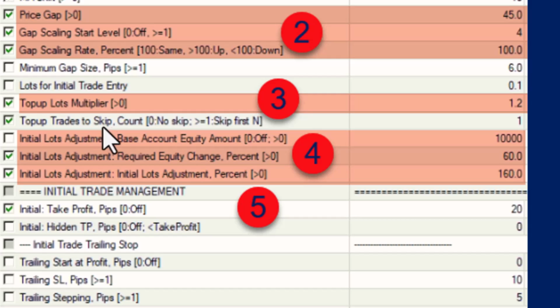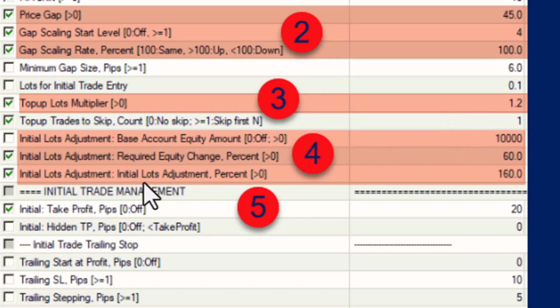Then here's a setting here called the skip setting. That's also covered in another video. You can just find that video by entering skip in the YouTube search function. Just enter skip Expert4x and you'll find the skip function explained quite nicely. Basically what it is that instead of topping up on every grid level, you can skip some of the grid levels, and that is also a way of reducing risk.